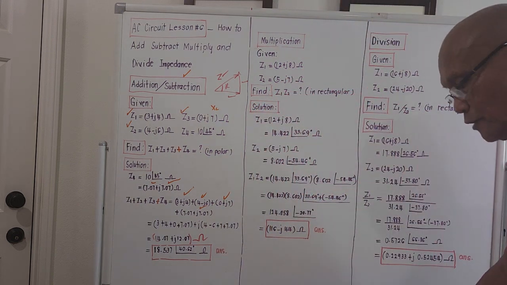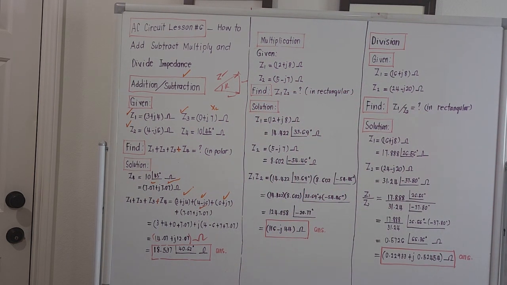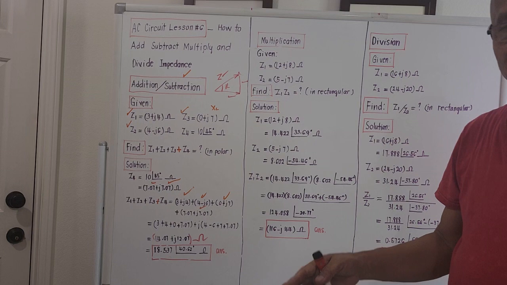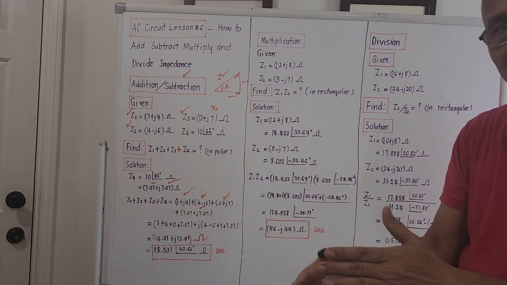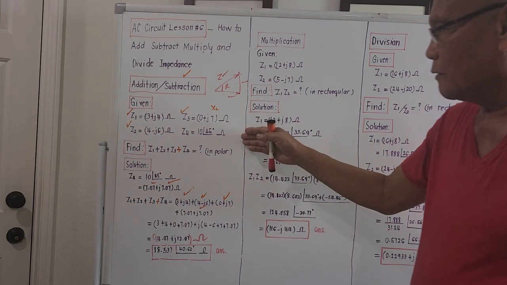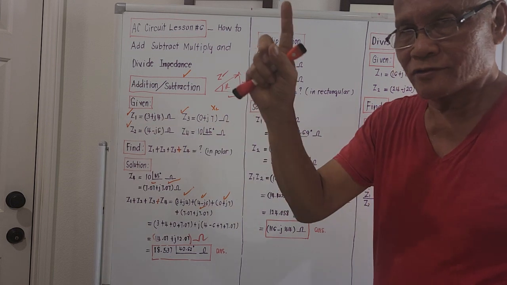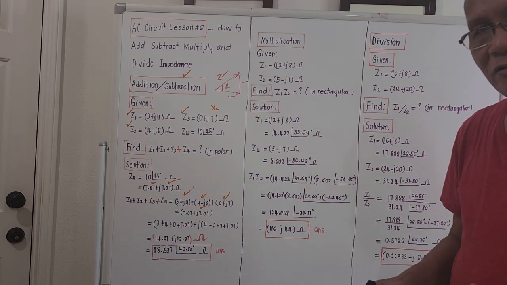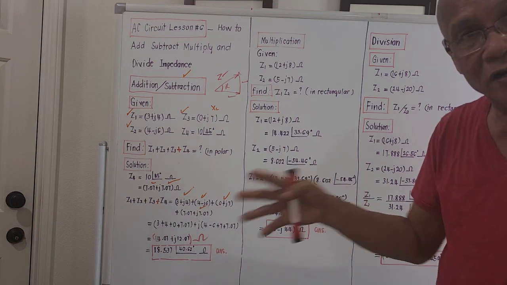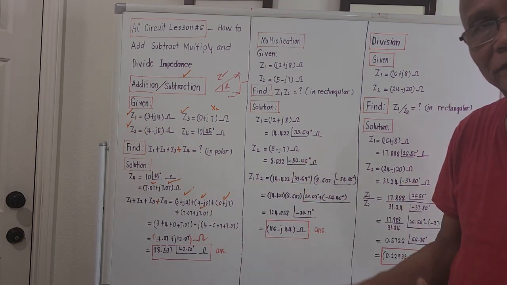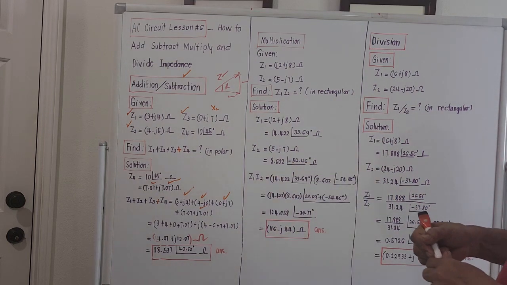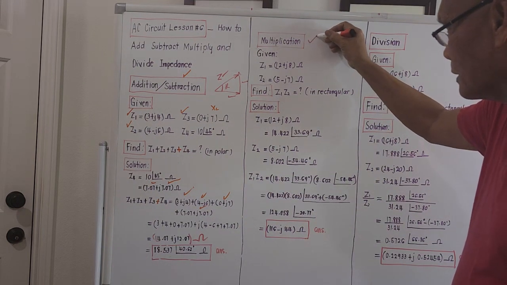Okay, let's go with multiplication. For multiplication, so you now know the requirement if you are adding or subtracting impedance. They should be all in rectangular form. That's the first requirement because you cannot add two impedances if they are in polar. You must first convert them to rectangular. Okay, let's try to bring out the multiplication operation for impedance.